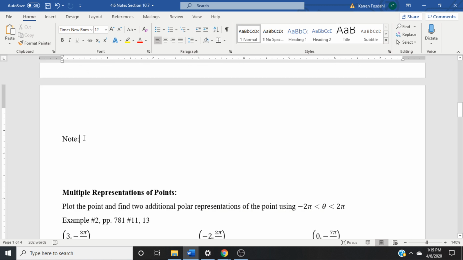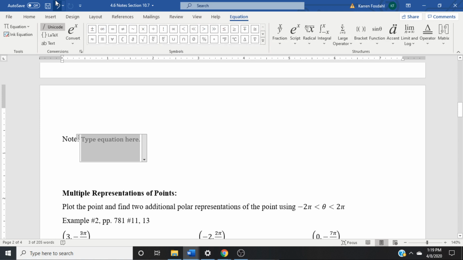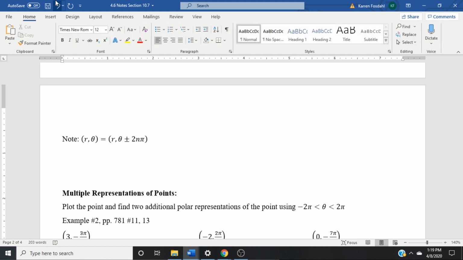I want to make a note. Important note. Every point is technically written like this: r comma theta. So far we know this. r comma theta equals r comma theta plus or minus 2n pi. So all our angles can be written that way, where the angle changes.